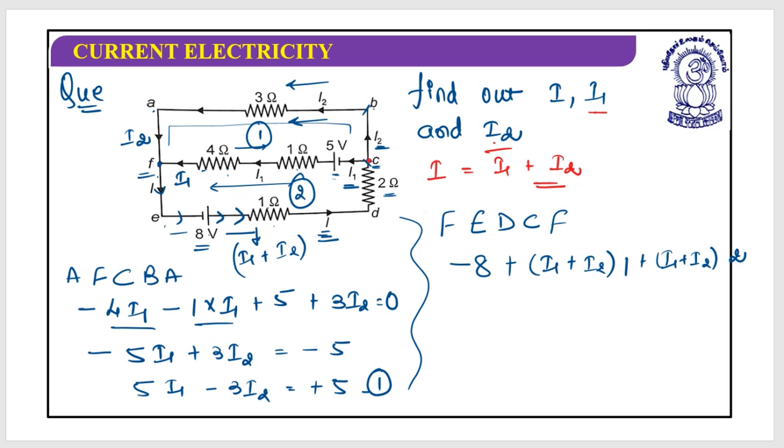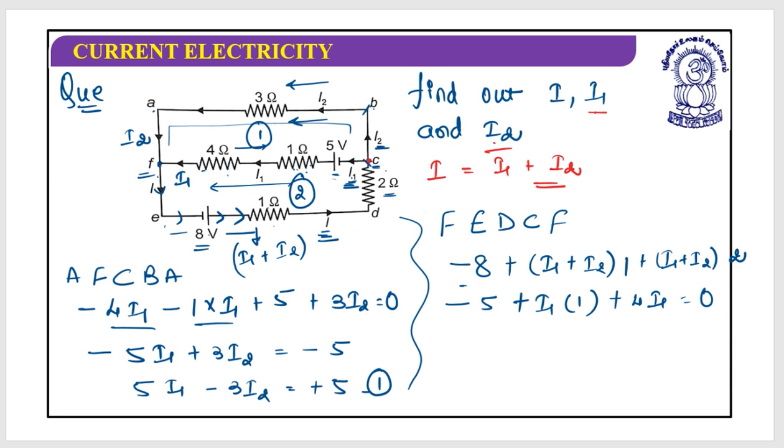Then from C, moving in this direction, F, E, D, C. Here current I1 is flowing and the negative terminal of the battery is there, so it's a minus of 5. Then we are moving with 1 ohm, it's a plus I1 into 1 because we are moving in the same direction, plus 4 into I1, and that should be equal to 0.